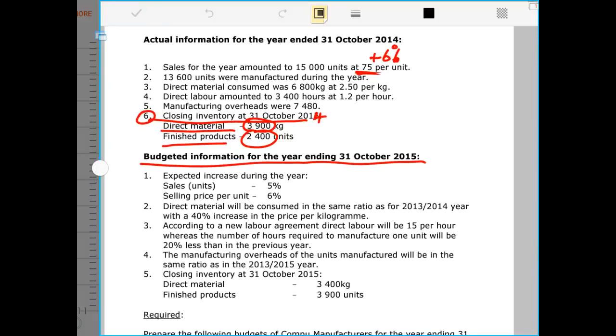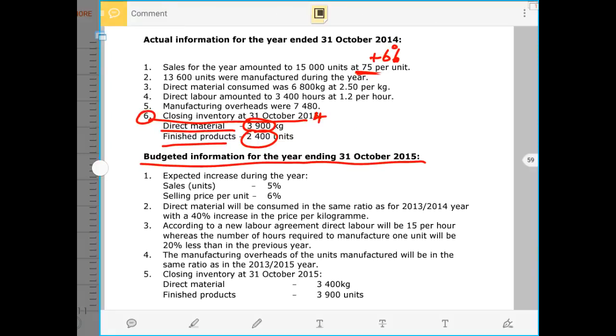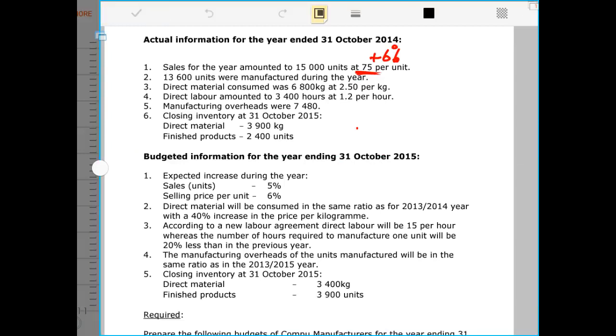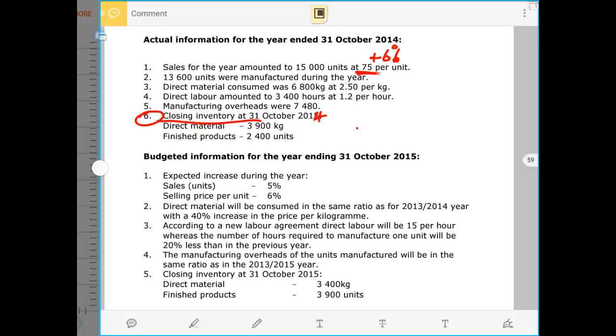So now remember, in the previous year we have seen that there were also closing balances, and I said we must make adjustments with regard to the closing balances. Under number 6, this is where I want to emphasize. There were closing balances, and I said these closing balances are for the year 2014, not 2015. That is a correction that needs to be made.